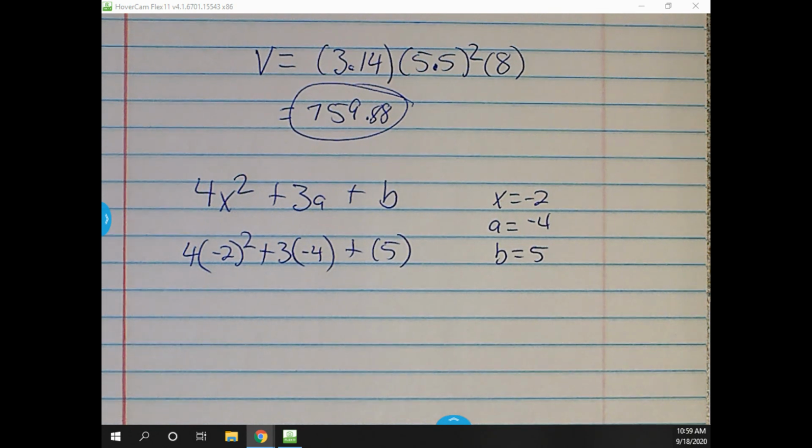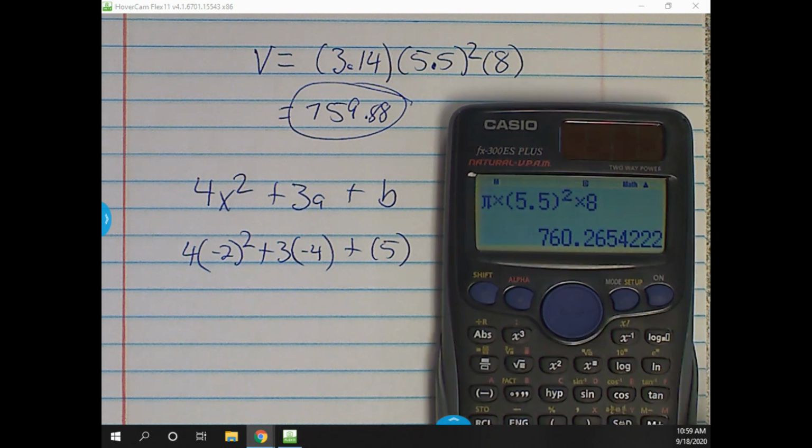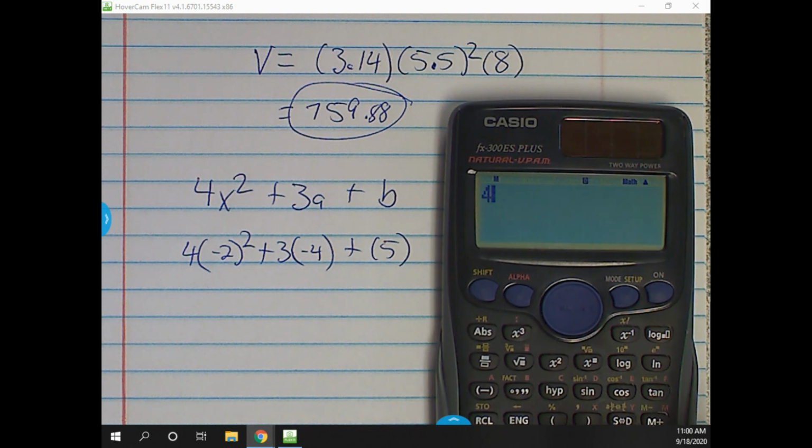And people may go, why do I need the parentheses around the 5 there? We don't, but just to be on the safe side, you can go ahead and plug it in. So we got 4 times negative 2 squared plus 3 times negative 4 plus 5.